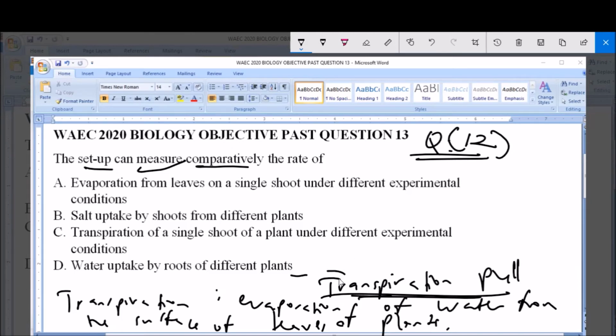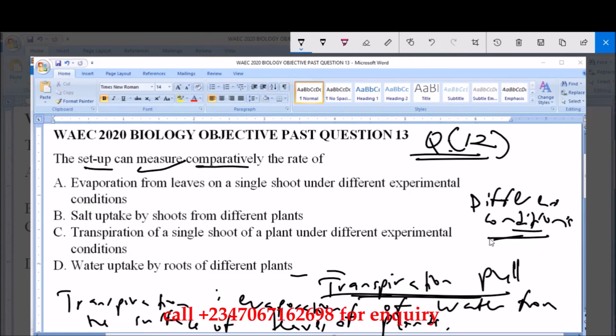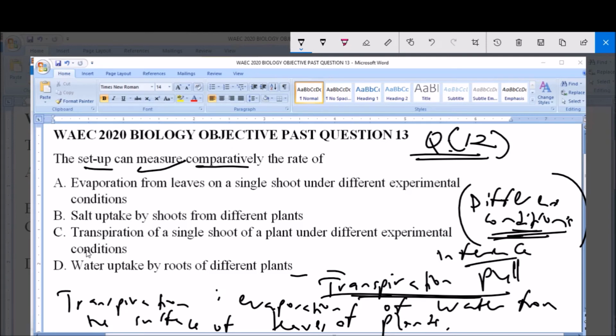Now, another thing to note is that force of transpiration can be measured under various or different conditions. So you can measure under different conditions of the same plant using that setup, the transpiration pull under different conditions. And when you measure that using that setup, you can make your inference from the experiment. So option C says transpiration of a single shoot of a plant under different experimental conditions, and as we have said, you can use that setup to measure the transpiration pull under varying conditions. So option C is the correct answer to this question.